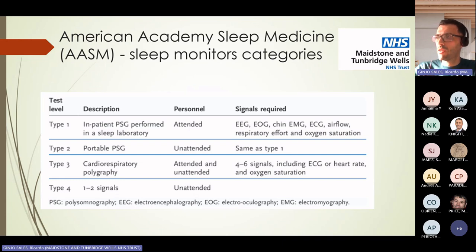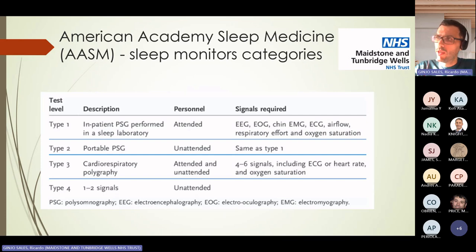The type 3 is called the cardiorespiratory polygraphy, and is also called limited sleep study. We have 6 signals, including ECG, heart rate, oxygen saturation, but also the airflow, thorax, and abdomen effort. So this study can be performed as outpatient or inpatient. If the study is performed as outpatient, the patient comes to collect the device, we explain how to set up the device, the patient takes it home and returns the next day.